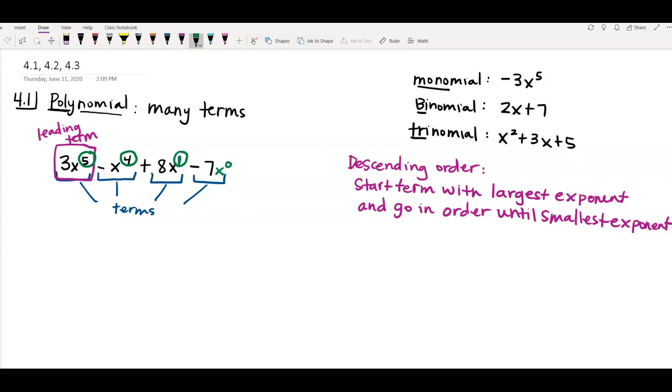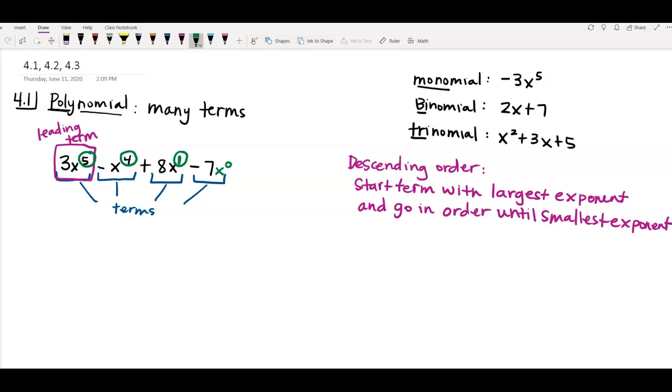And to try and remember about properties of exponents, hopefully you are familiar with those from other math classes, but anything to that 0 power is a 1. So this x to the 0 power is just 1. That's why they don't show it there. That's why they never write x to the 0 power.